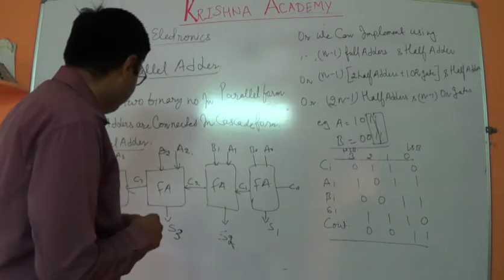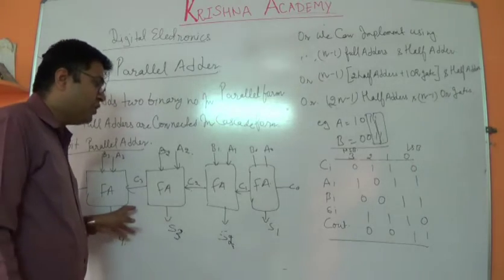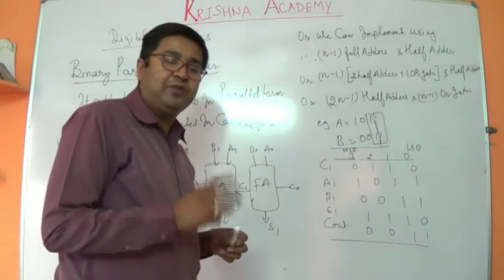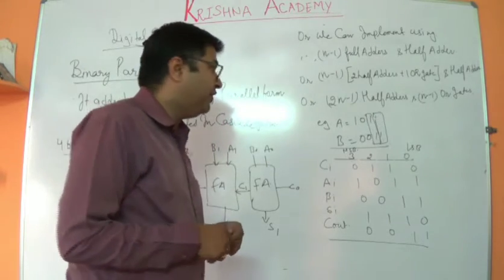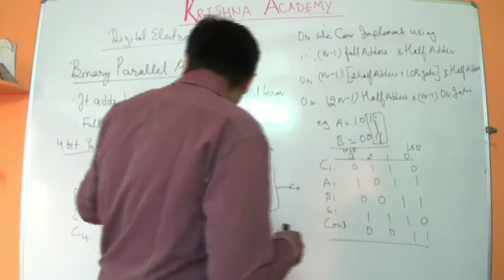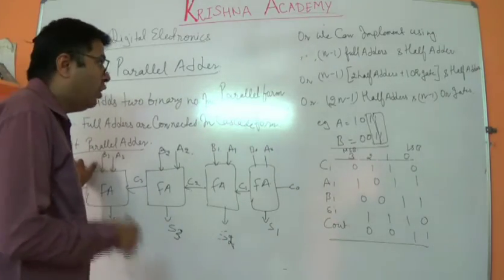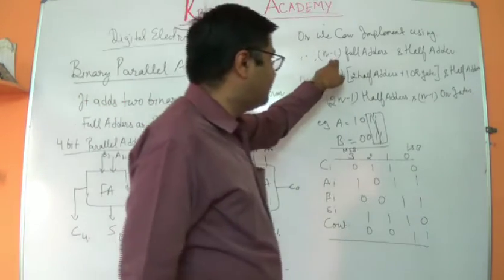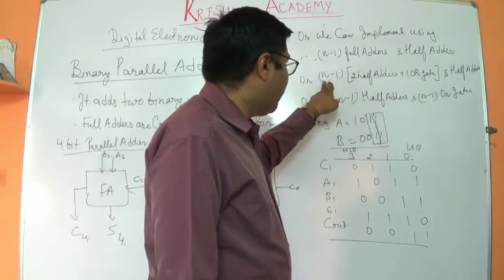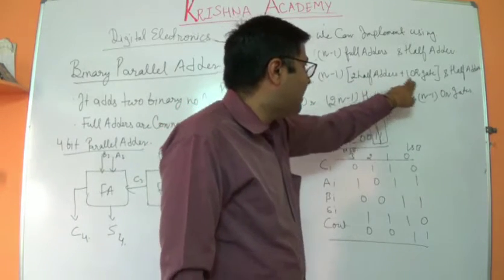Now suppose we don't want to have these 4 full adder circuits. What we can do is use full adders and half adders, as we have already understood that full adders and half adders can be used in different combinations. If we have a 4-bit parallel adder, we can use 4 full adders, or we can use 3 full adders and 1 half adder.